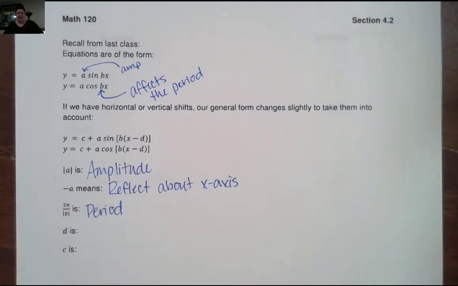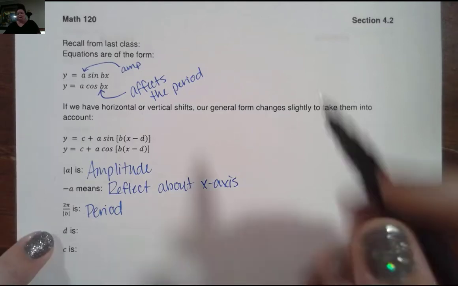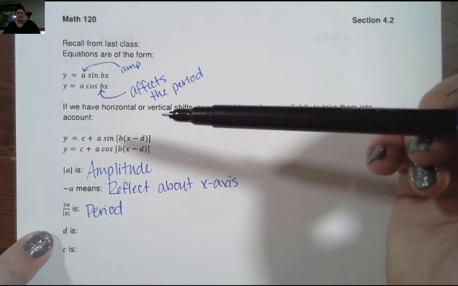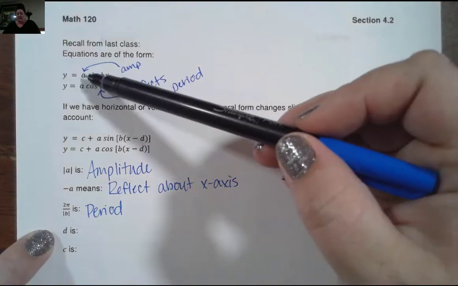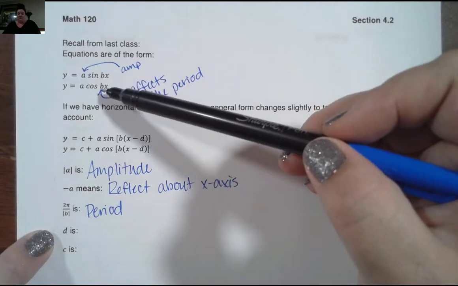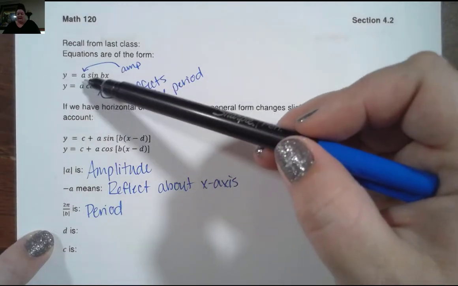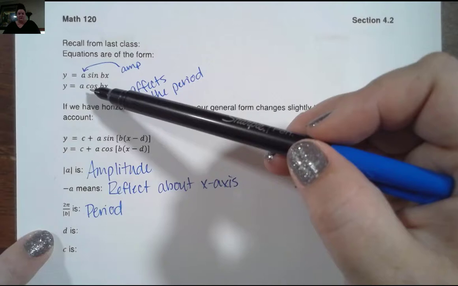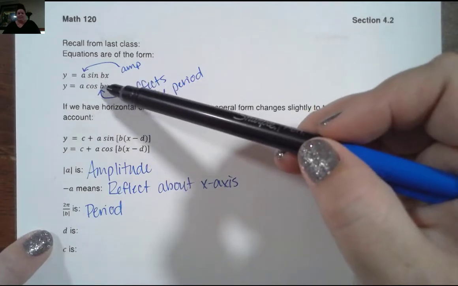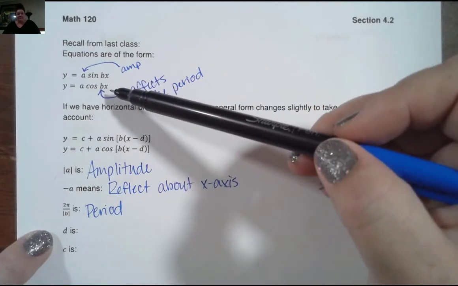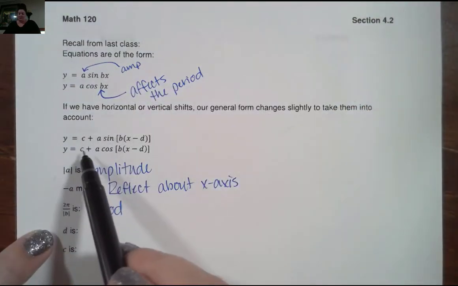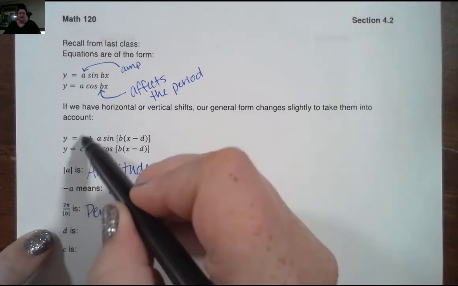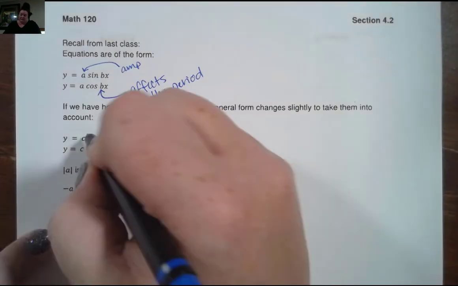So the new thing that we're going to add on with section 4.2 is we're going to start looking at what happens when we add and subtract inside and outside the function. So notice with both a and b, we were multiplying. A was being multiplied times the sine or cosine function, right? And b was being multiplied inside the sine or cosine function. So what we're looking at now is addition and subtraction. So we have this addition, or it could be a subtraction if c is negative, okay?